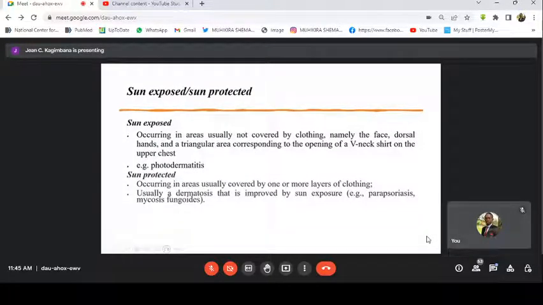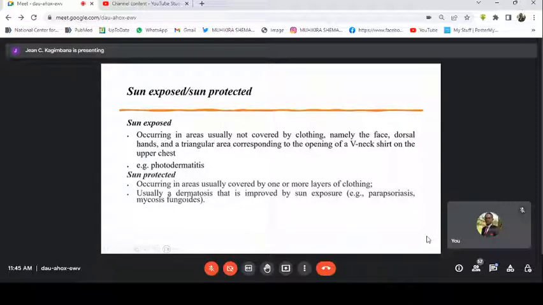Now, a lesion may appear on sun exposed area. Okay, like in the feet here, at the V-neck, on upper posterior trunk or upper chest. Because even when you put your clothes here, it's not protected. That's why it is sun exposed area.